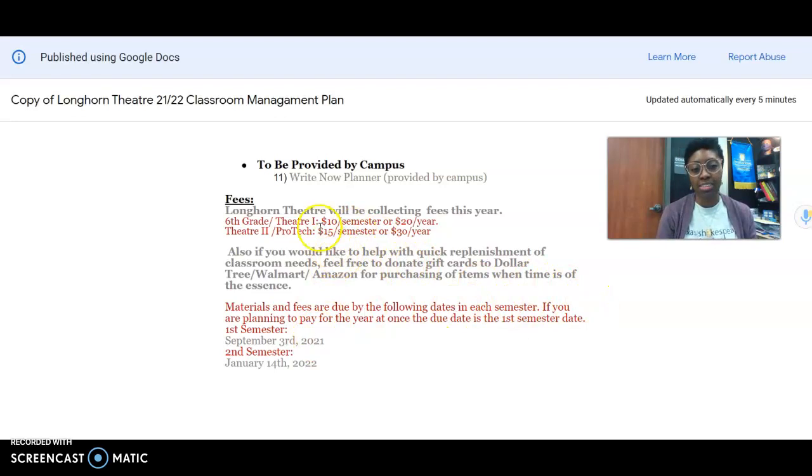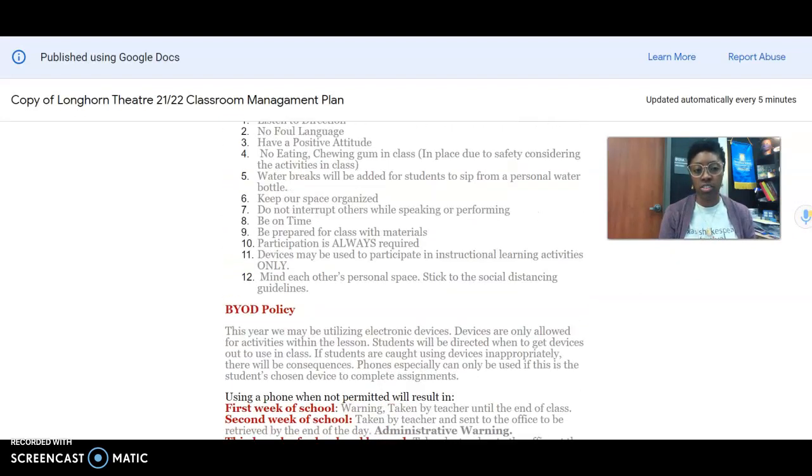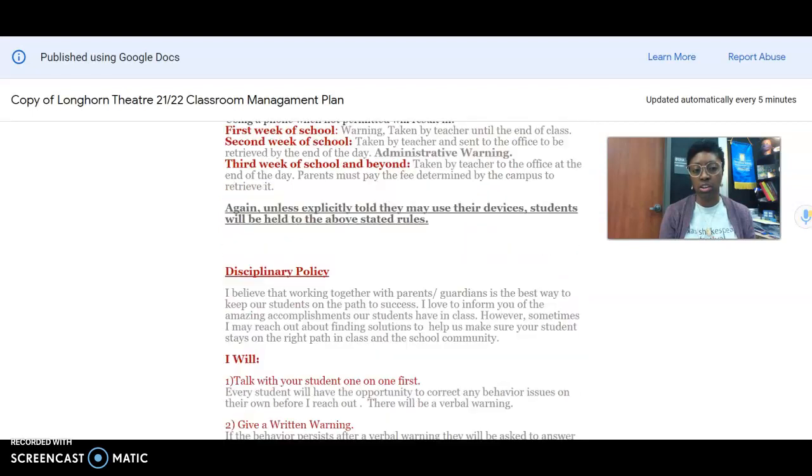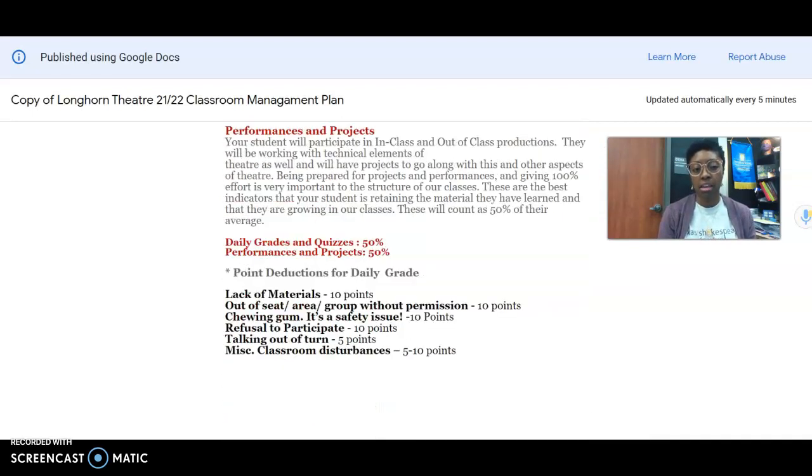If you are doing the semester, you have September 3rd, which is Friday, for the first payment, and then the second payment would be January 14th, and I'll send out another reminder about the second payment for those who did not pay for the year, okay? And then these are our standards, which are things that you need to read in order to know what we expect in this class, okay?